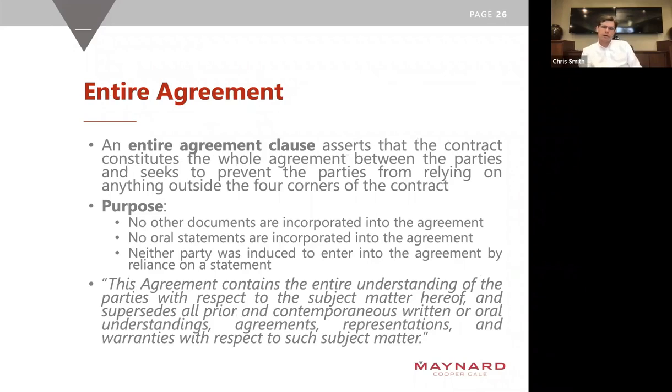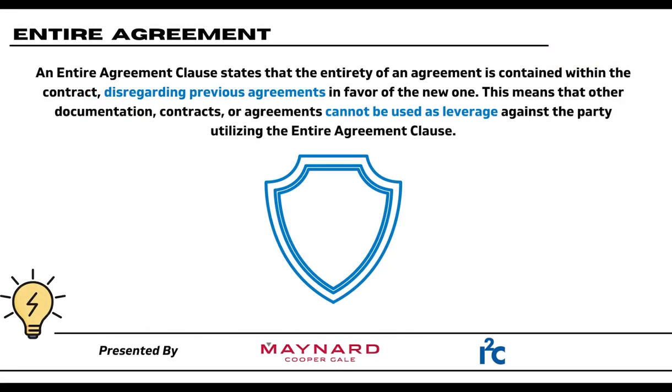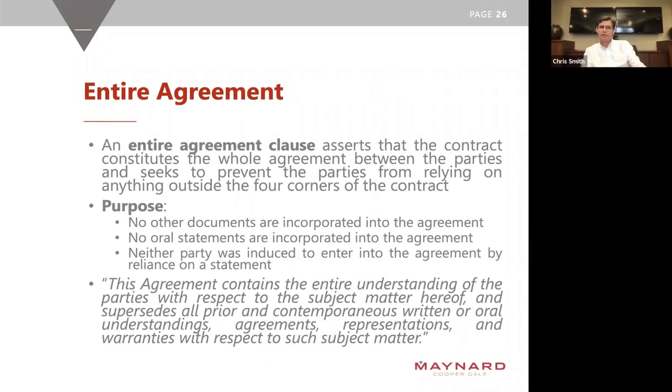An entire agreement clause asserts that the contract constitutes the whole agreement between the parties and seeks to prevent the parties from relying on anything outside of the four corners of the contract. So, if you have an entire agreement provision in your document, what that means is all the other stuff that came before that contract does not matter. If the parties exchanged emails about the contract, it doesn't matter. If someone made a verbal statement, told you, hey, listen, we'll give you 10 days to cure default, it doesn't matter, right? All that matters is what's inside that document.